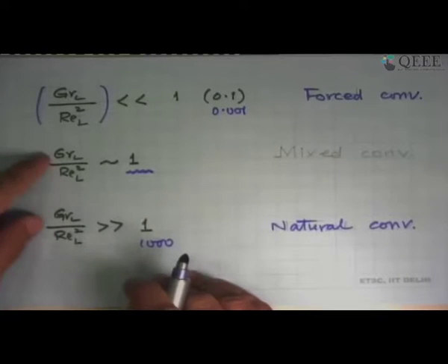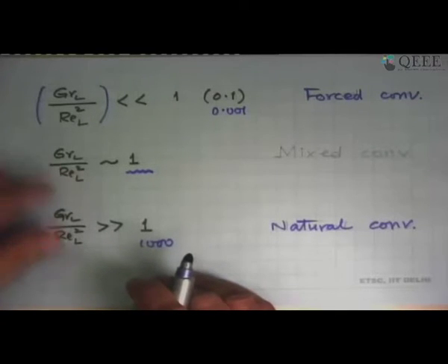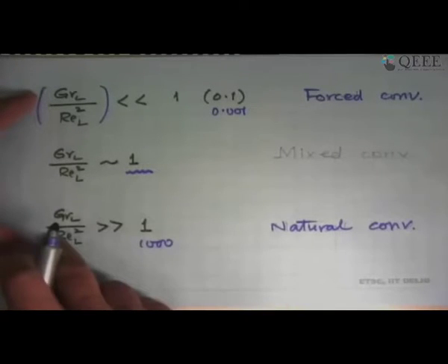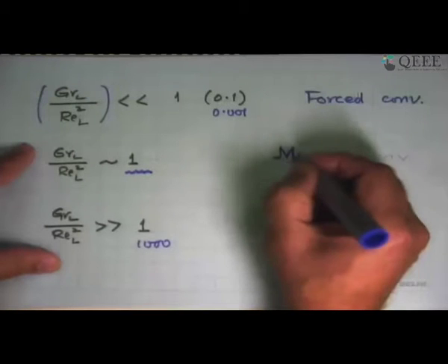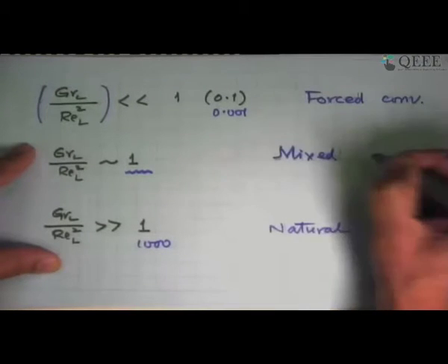And if the two are comparable, that means the buoyancy-induced flow velocity is of the same order of magnitude as the velocity by external forces, then both are important. We cannot take this problem as either this or as this. This has to be treated as a mixed convection problem.